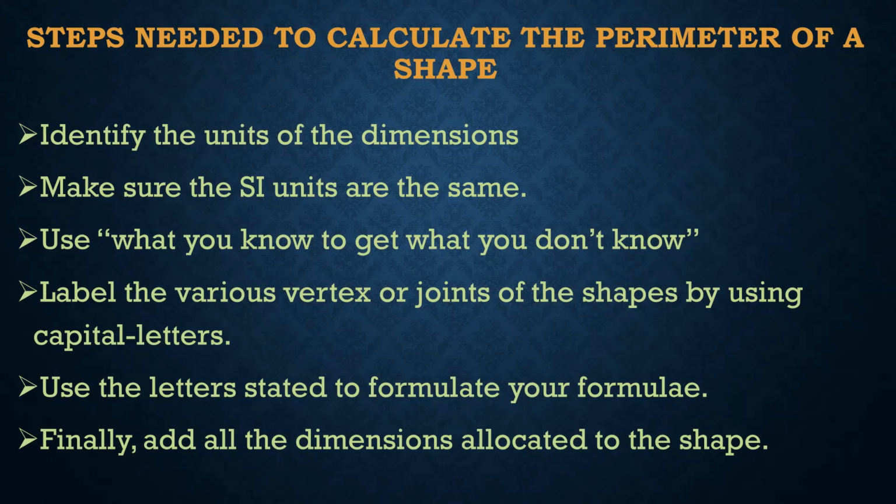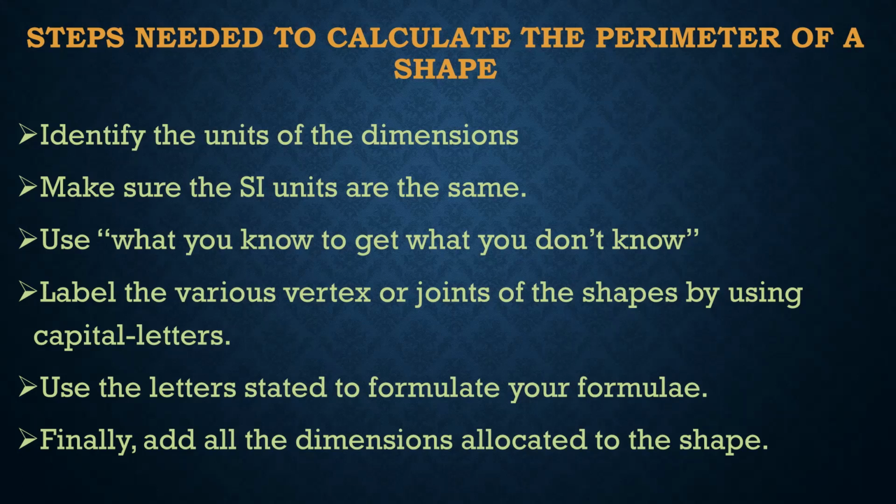Then use what you know to get what you don't know. When you say use what you know to get what you don't know, it means some dimensions of the shapes will be given, others will not. So use the properties of rectangles, or the properties of shapes, to identify the other sides, where the opposite sides of rectangles are always equal. So use what you know to get what you don't know.